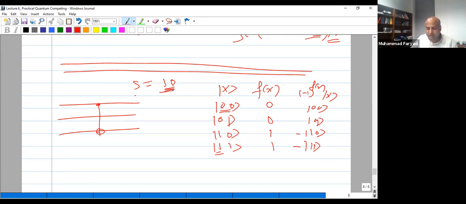Similarly, you can work out very easily where the controls are. Controls are sometimes in the opposite direction, that when the bit is 0, you want 1, and when the bit is 1, you want 0. In that case, you can always implement an X gate before and after the control. And when you want the direct control, then you don't implement the X gate. In this way, you can construct phase oracles for more complicated situations as well.